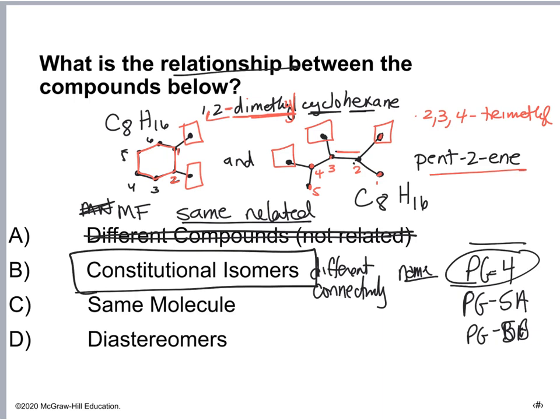And learning how to name alkenes will be different than this chapter. This chapter you'll learn how to name alkanes. Where you can see they have different names. They're different compounds. They're constitutional isomers. They have the same molecular formula, but they have different connectivity. And different connectivity would give them a different name.